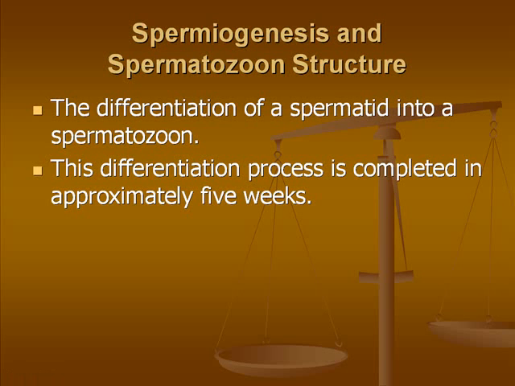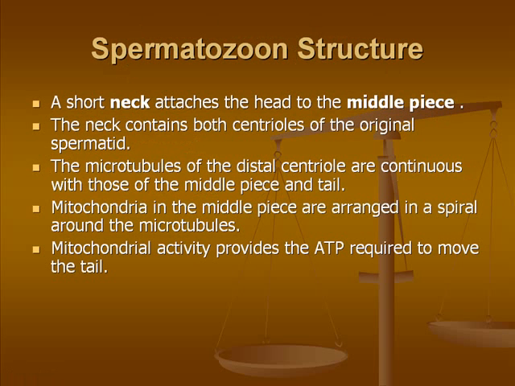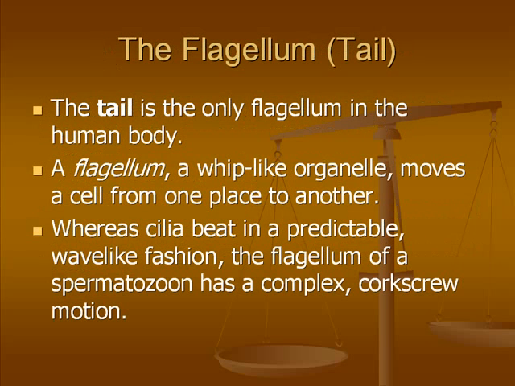In the process of spermiogenesis, we see differentiation of the spermatid into the spermatozoon. The differentiation process takes about 5 weeks. There's a short neck that attaches the head to the middle piece. The neck contains both centrioles of the original spermatid. The microtubules of the distal centriole are continuous with those of the middle piece and the tail. The mitochondria in the middle piece are arranged in a spiral around the microtubules. The mitochondrial activity provides the ATP required to move the tail.